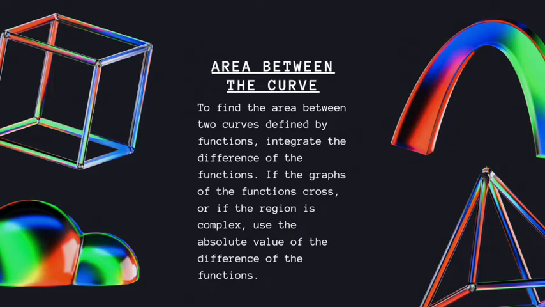Area between the curves. To find the area between two curves defined by functions, integrate the difference of the functions. If the graphs of the functions cross, or if the region is complex, use the absolute value of the difference of the functions.